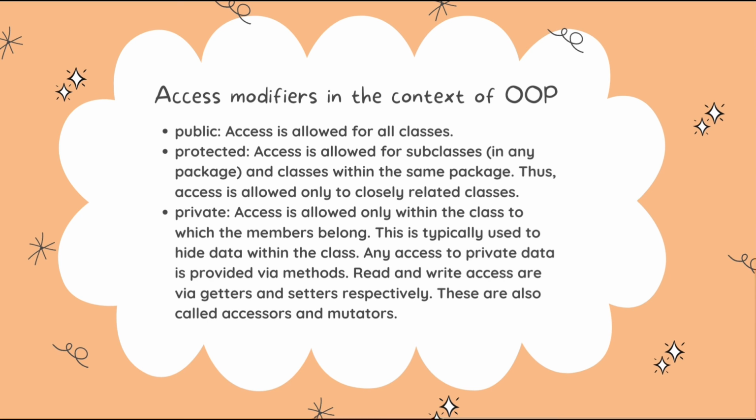This is typically used to hide data within the class. Any access to private data is provided via methods. Read and write access are via getters and setters respectively. These are also called accessor and mutator methods.